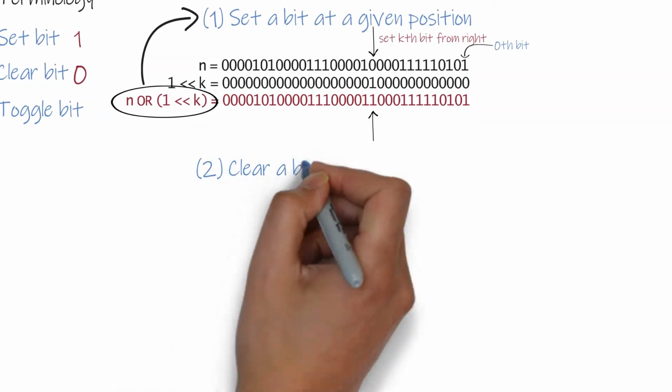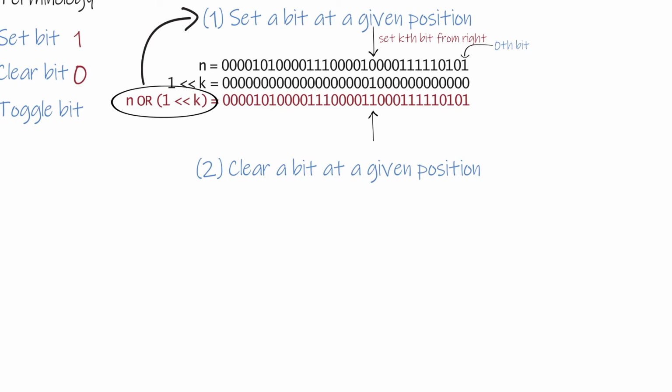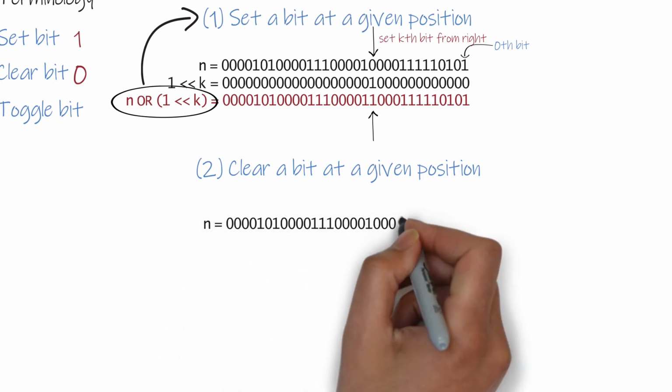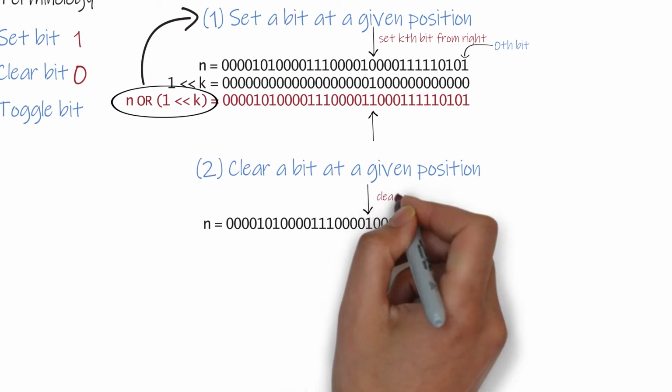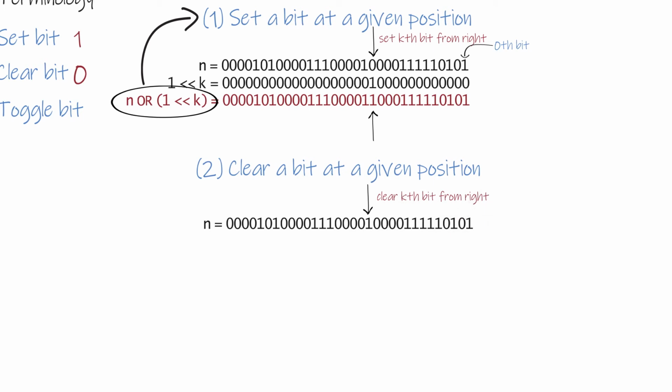Let's move on to the second technique, which is about clearing a bit at a given position. Just as before, we have a number n and we have to clear the kth bit from the right. You may want to pause the video here and try to figure it out yourself.